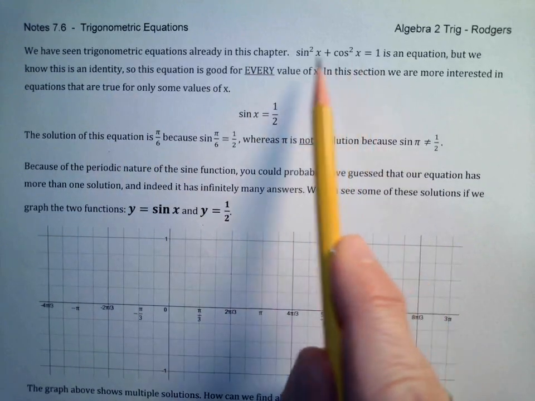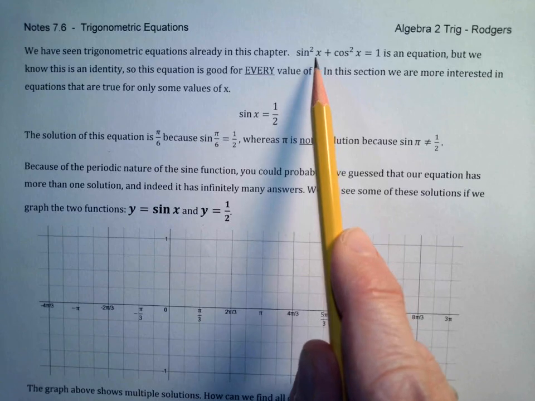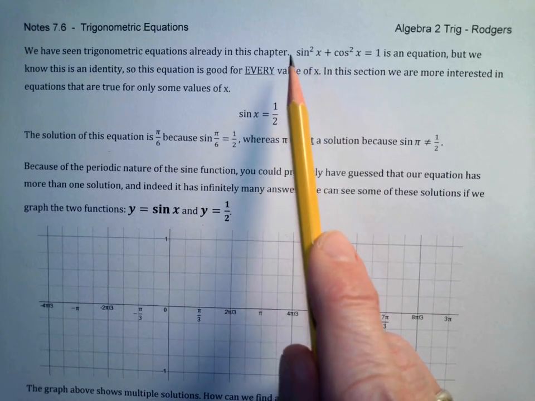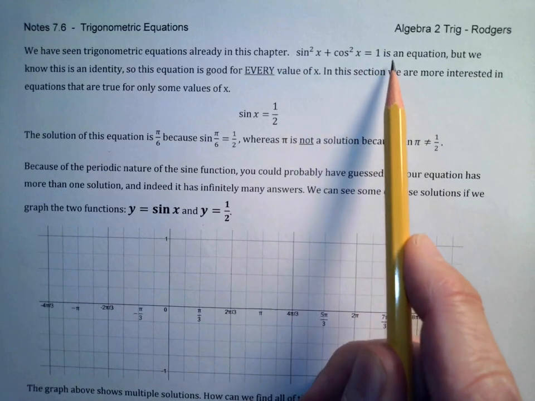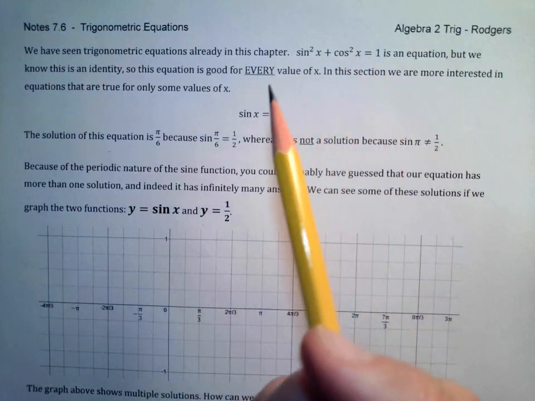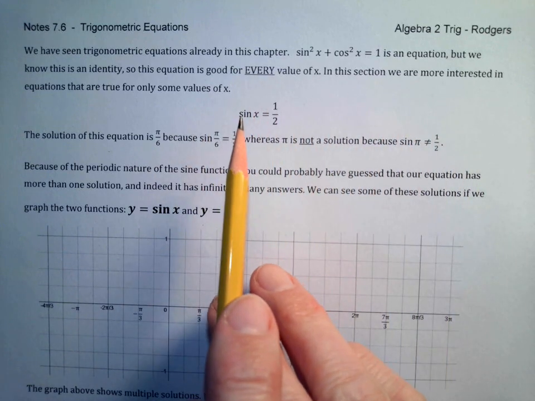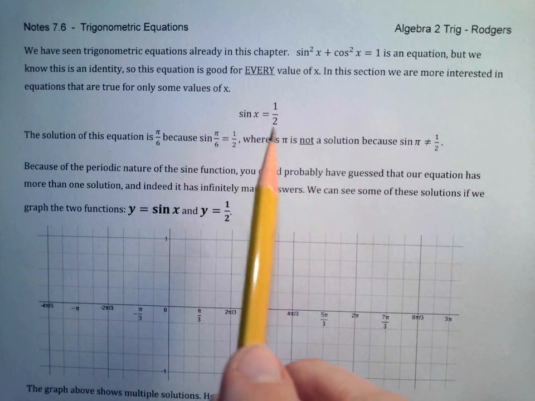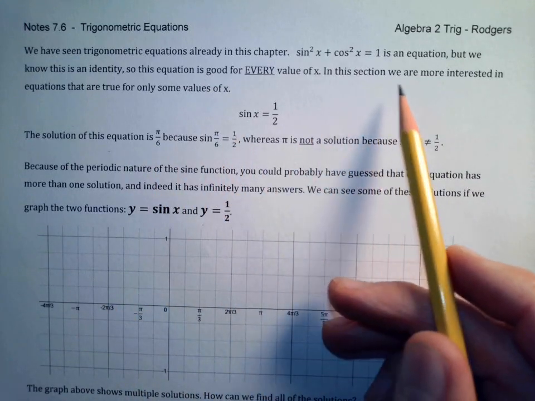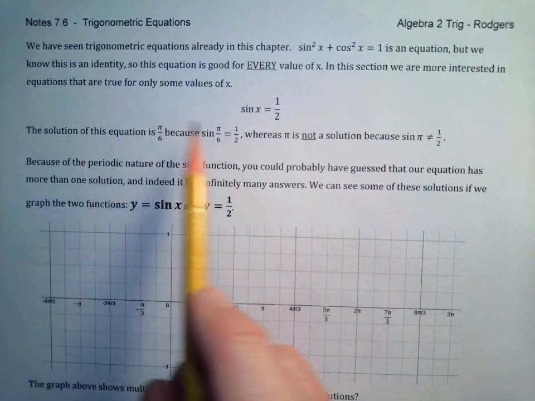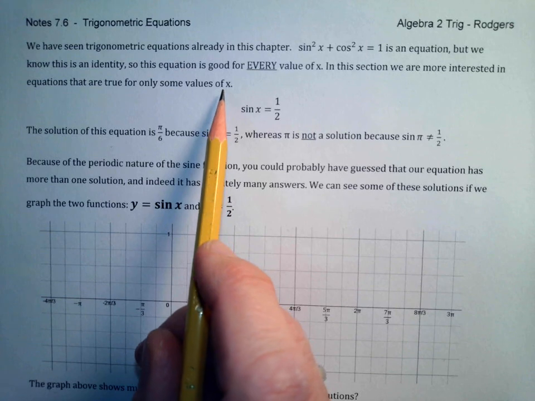That means this is true for any value of x, or for any theta, any angle that we would put in. The sine squared of that angle plus cosine squared of that angle is equal to 1. But what we want to talk about is an equation that doesn't work for any value, but for just some values. So in this section, we're going to be more interested in equations that are true for certain values of x, not all values of x.